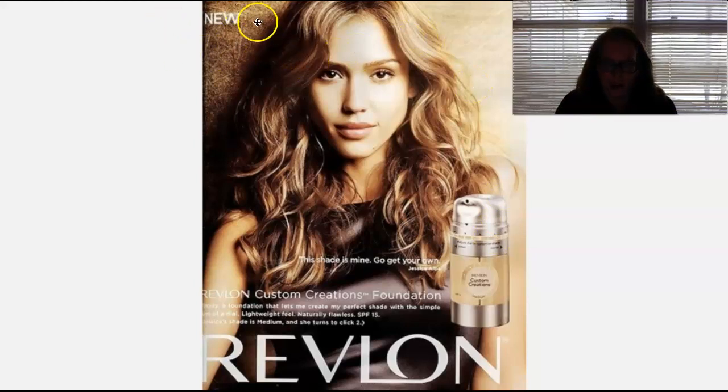So we have "new" up here, which makes an appeal. Using Jessica Alba makes an appeal. She also says, "This shade is mine. Go get your own." Jessica Alba. So it's a quote from her. Revlon Custom Creations, with a little trademark symbol, foundation. It says, "Finally, a foundation that lets me create my perfect shade with the simple turn of a dial. Lightweight feel, naturally flawless, SPF 15." And then in parentheses, it says, "Jessica's shade is medium and she turns to click two." And then Revlon. So pretty much everything in this ad makes some kind of appeal.